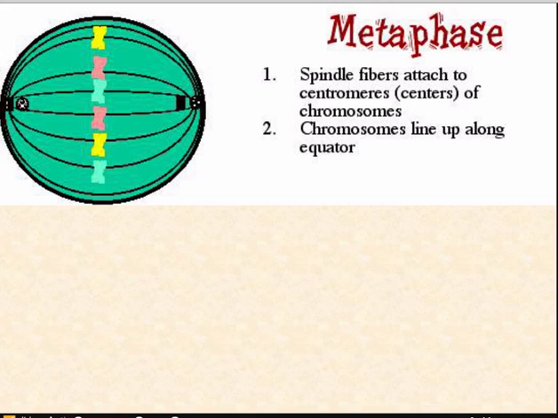Okay, this next stage after prophase is called metaphase, and I emphasize the M in metaphase. You might want to write the word middle next to the word metaphase. During metaphase, the chromosomes are pushed to the middle of the cell by the spindle fibers. They line up in the middle or along the equator of the cell.